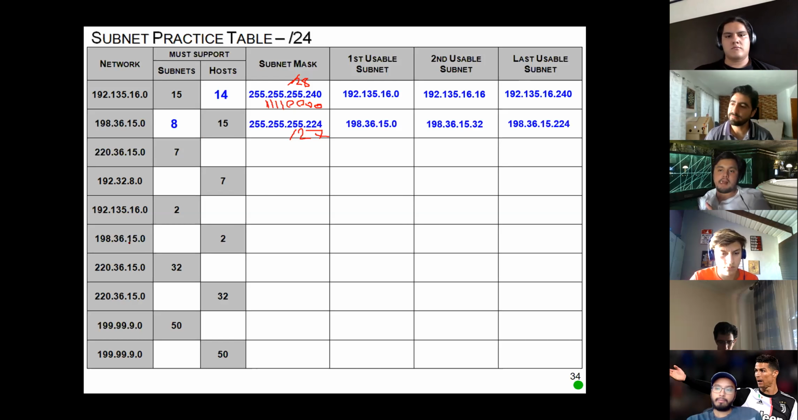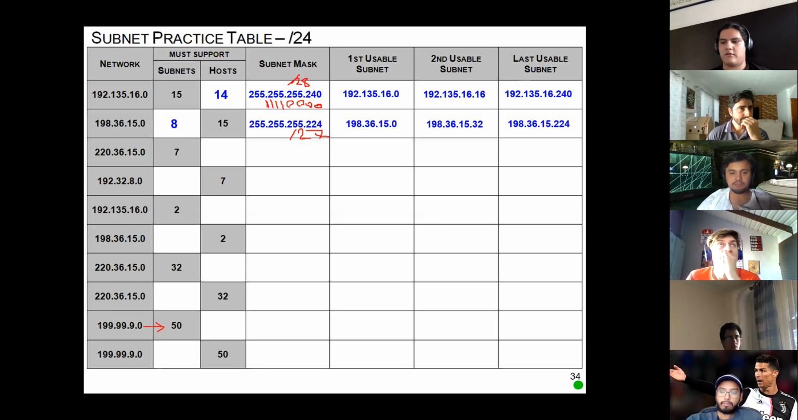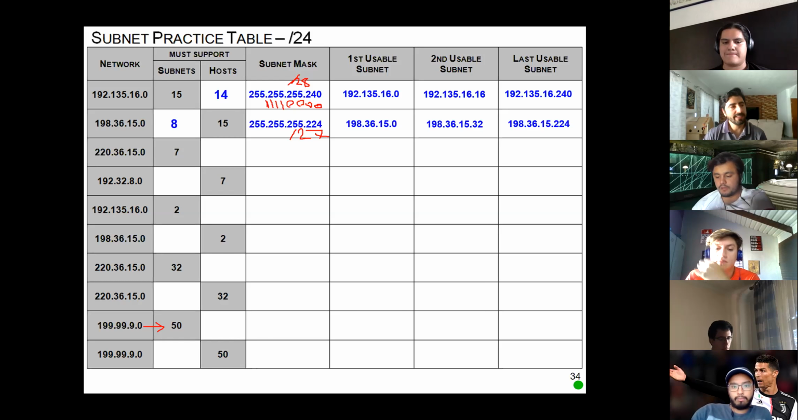You want 50 subnets. We need at least 6 bits for that, because 2 to the power of 6 is 64, right? So it's 6 bits for the subnet. Then you're left with 2 bits for the host, right? So how many hosts can you have? Only 2.